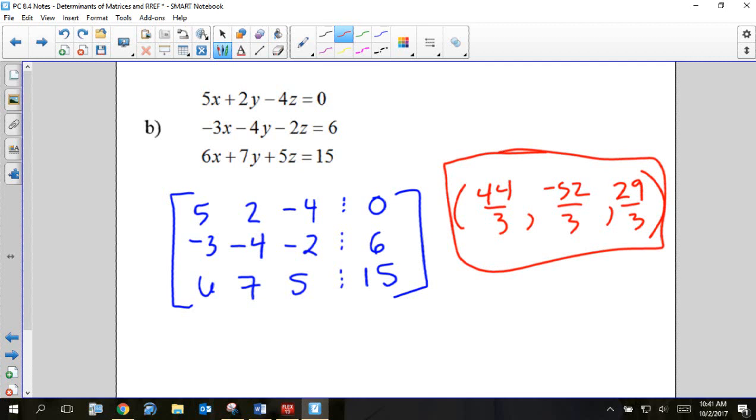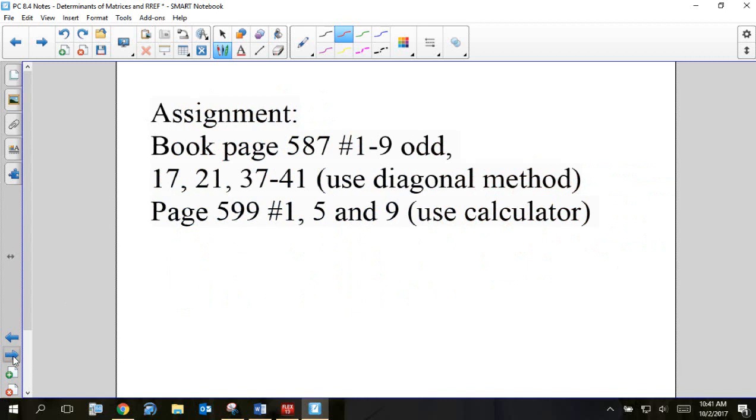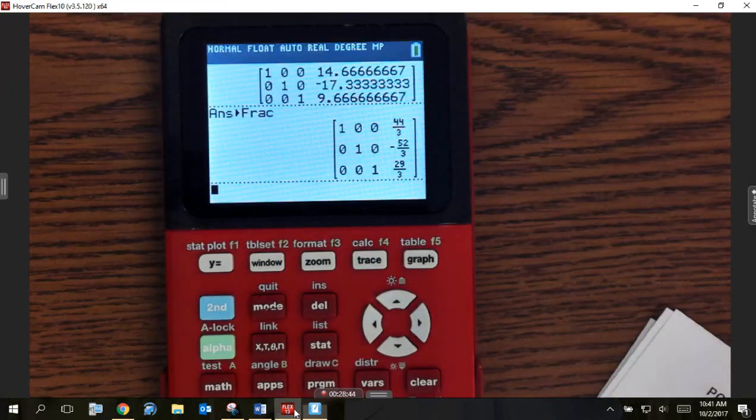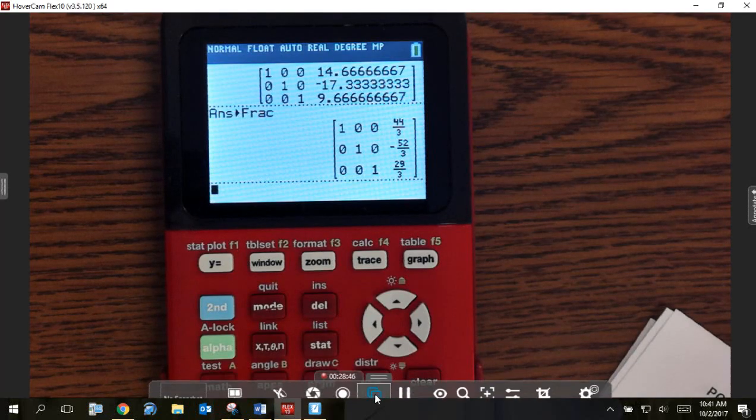I'm putting the assignment up. And the assignment, there's 2 sections in the book. The second section, 599, is where you use your calculator. The first section would be like the non-calculator section. So if you have questions about how to do stuff without the calculator, just call me over and ask. There's lots of books over there, and it's also on Canvas.